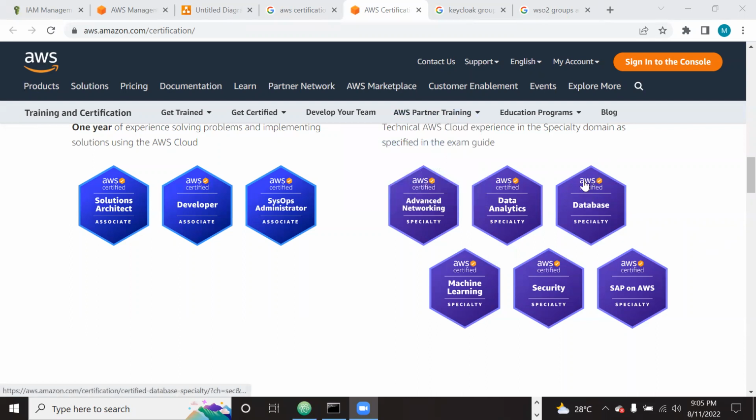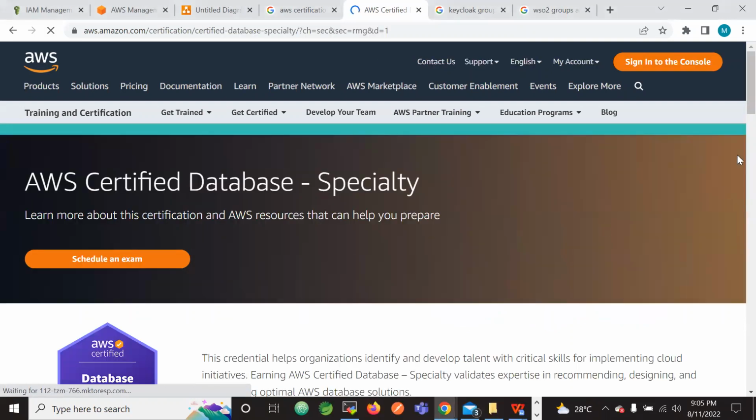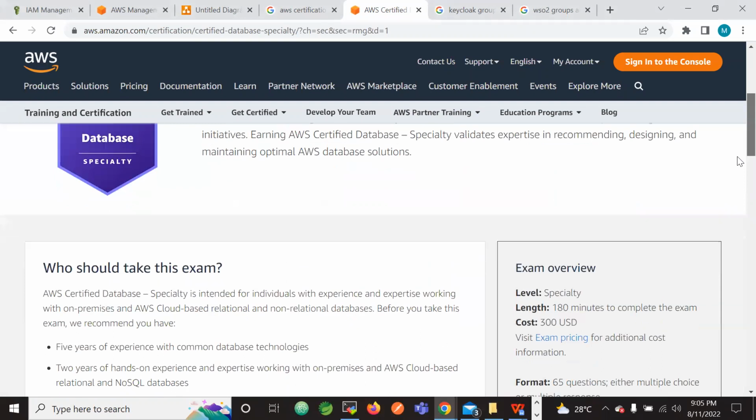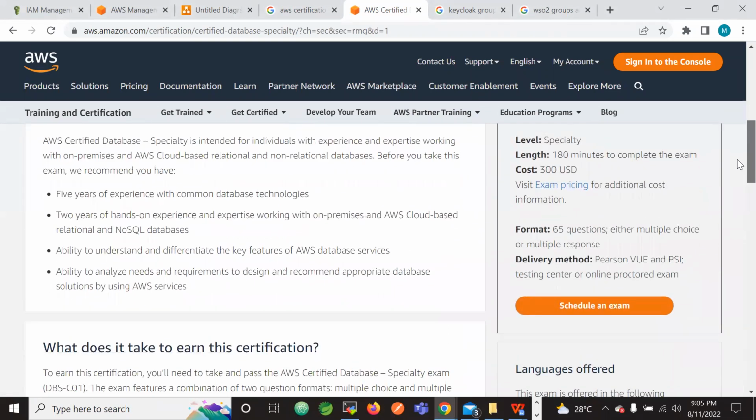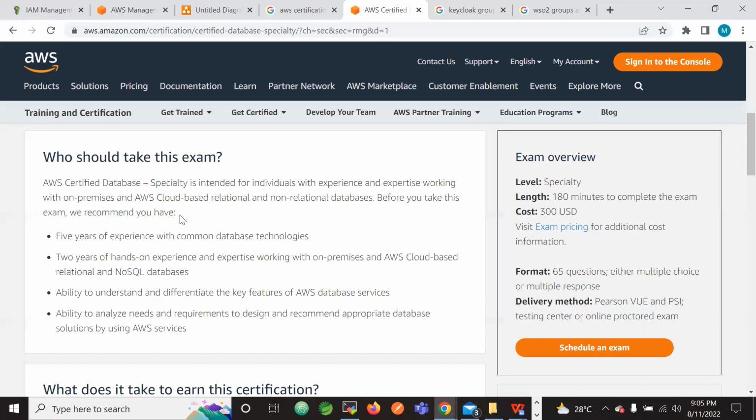However, see this. There is an AWS Certified Database Specialty. Let me click on this AWS Certified Database Specialty. What will it cover? This will talk about the configuration of databases in the cloud, like relational databases and NoSQL databases: how we can configure them, how we can take backups, and how we can maintain data replication over the cloud. All of that it is talking about.